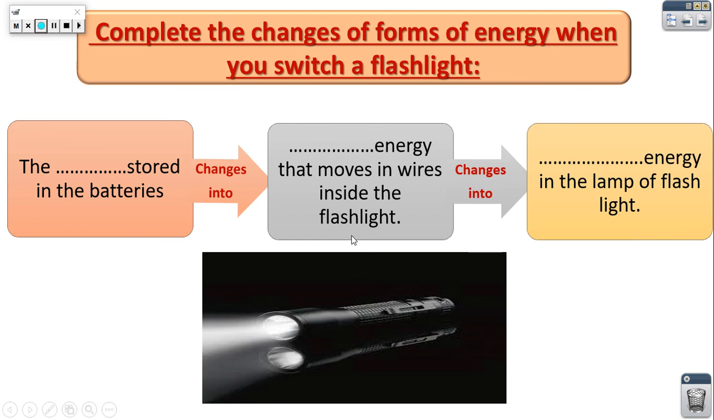From the previous example, can you answer this example with me? We have here a torch. The torch works by what? Yes, batteries. So, which type of energy is stored in the batteries? Bravo, chemical potential energy. It changes into, very good, electric energy. And this electric energy changes into which energy? Light energy. Very good.